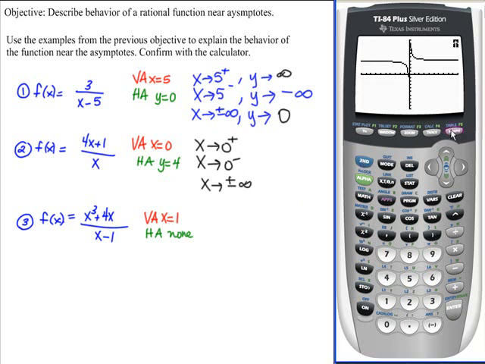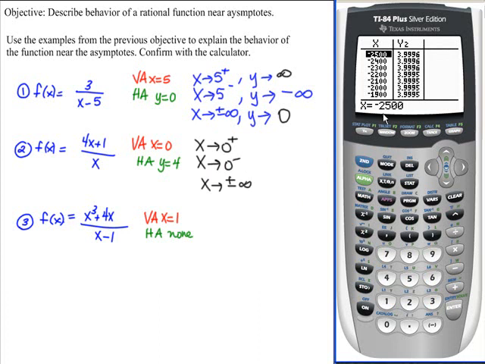Well, let's look at the table. And since I've already got it set up to count by 100s, let's consider this last case first. So as x goes to plus or minus infinity, what's happening as I get more and more negative? What are the y values doing? Yeah, they're getting closer and closer to 4, right? 3.9997. If I go in the other direction towards positive infinity, my y values are coming in on the value of 4. So the long-term behavior is that at positive or negative infinity, the y values of this function are approaching 4.